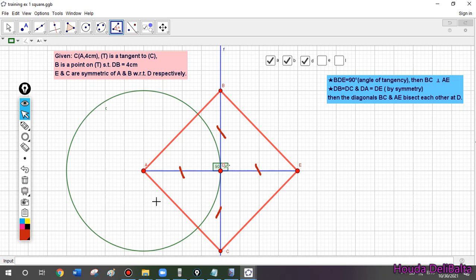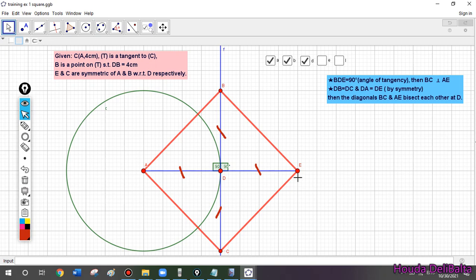Then I say that BC is perpendicular to AE. Now I say that DB is equal to DC and DA is equal to DE by symmetry. So as you see, that's point D. So DA and DE are equal, DB and DC are equal by symmetry. Then I say that the diagonals BC and AE bisect each other at D. So I maintained two conditions: they are perpendicular and they bisect each other.